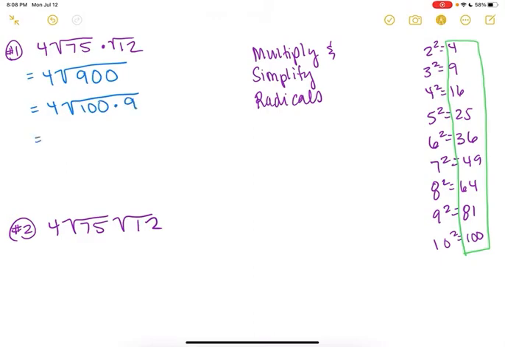What I like to do is circle it and pull it out, so I can visualize it coming out of the radical. The square root of 100 gives me 10, and the same thing with the 9, pull that out, I get a 3. Then 4 times 10 times 3 gives 120. They won't always turn out to be pretty like that, so I'm going to show you a second way to do the same problem.